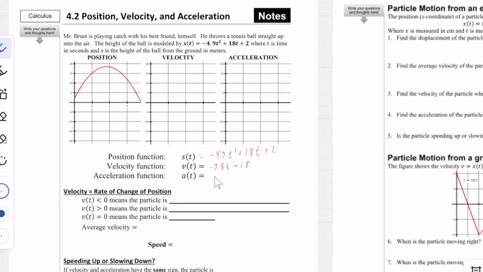The acceleration is the derivative of that. So that's how you do it with the equation. With the graph, I guess you could do this and then just graph this, which is going to be a line at 18. It's going to go down about 10 every second. Something like that.